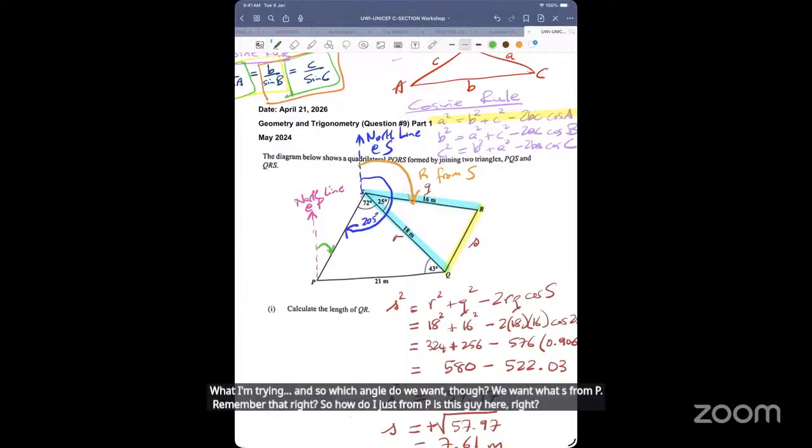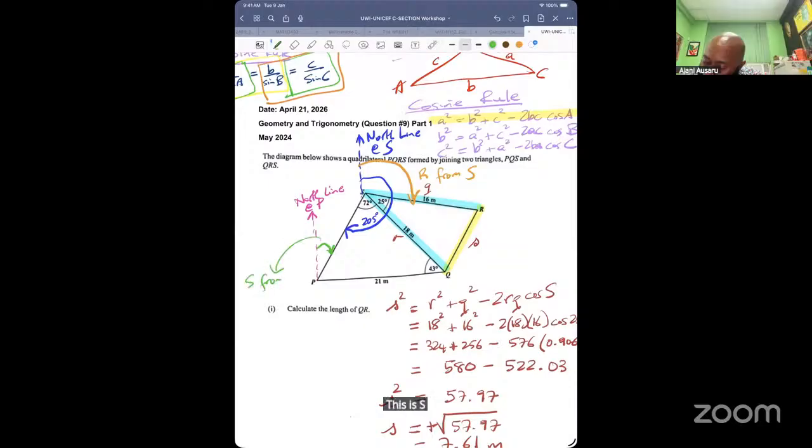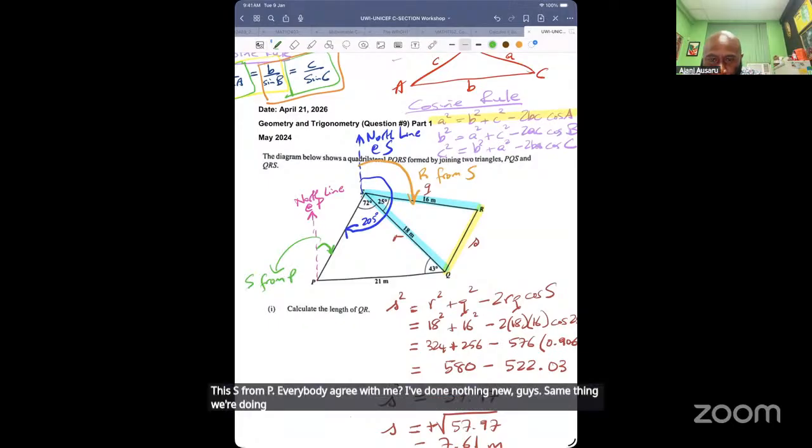This is S from P. Everybody agree with me? Nothing new, guys. Same thing we're doing from morning. S from P is that guy. So we're just trying to do this question a different way. We did the back bearing part already, which is much easier. I'm saying that you have other ways of doing the question because we have a lot of information.